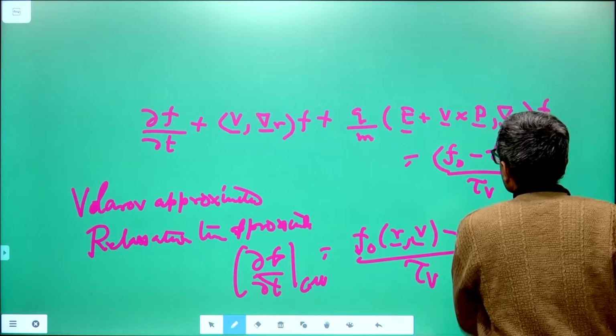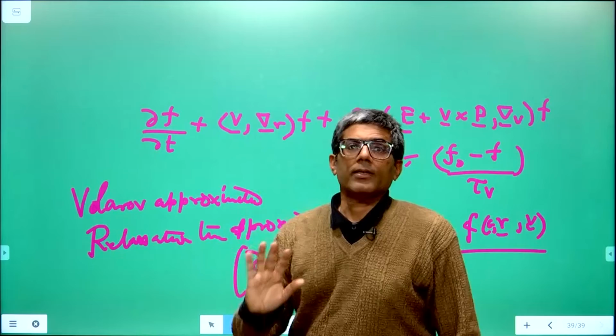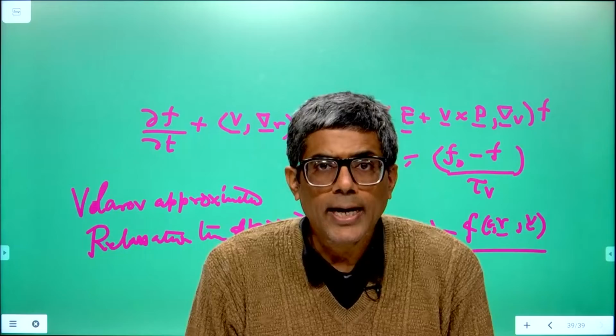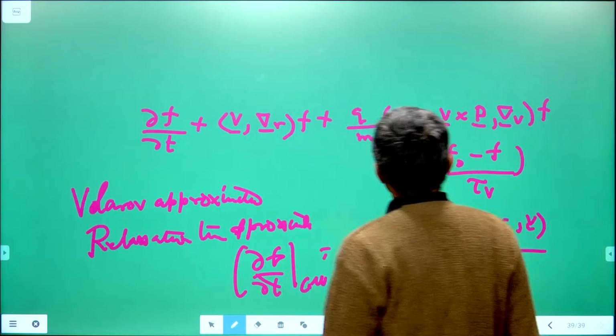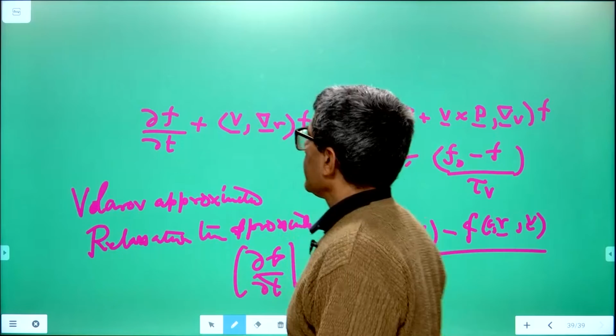This is an approximation to the collision term. In fact, it can be shown that this approximation can be derived from the collision term analysis, and you can also derive the Fokker-Planck equation from this equation by making certain approximations. If you want the details, you read the book by Landau and Lifshitz on physical kinetics. Anyway, our aim here is to do the following.